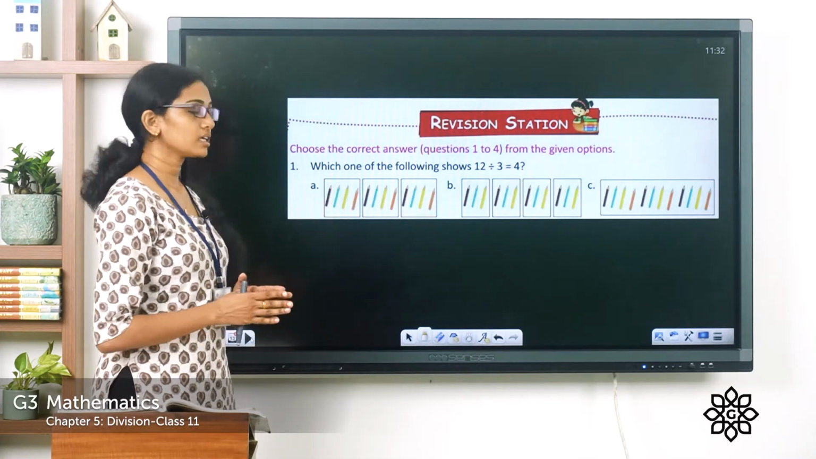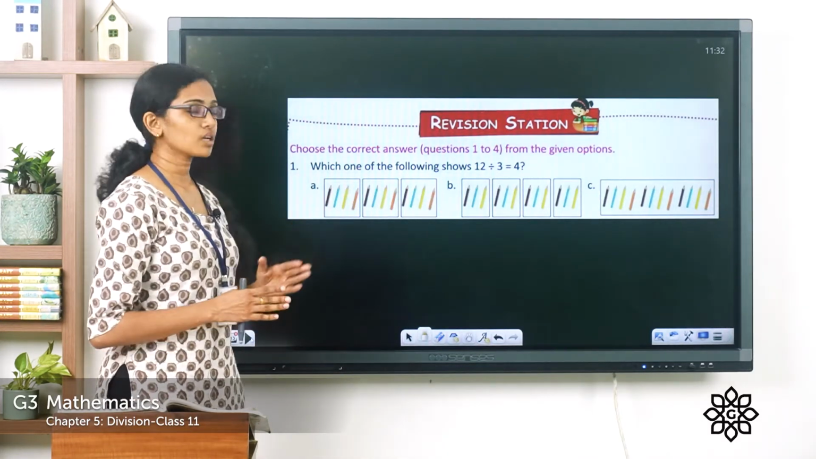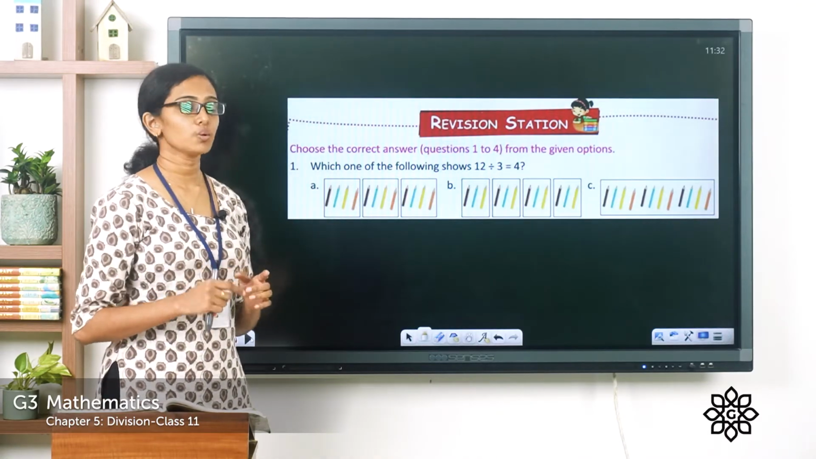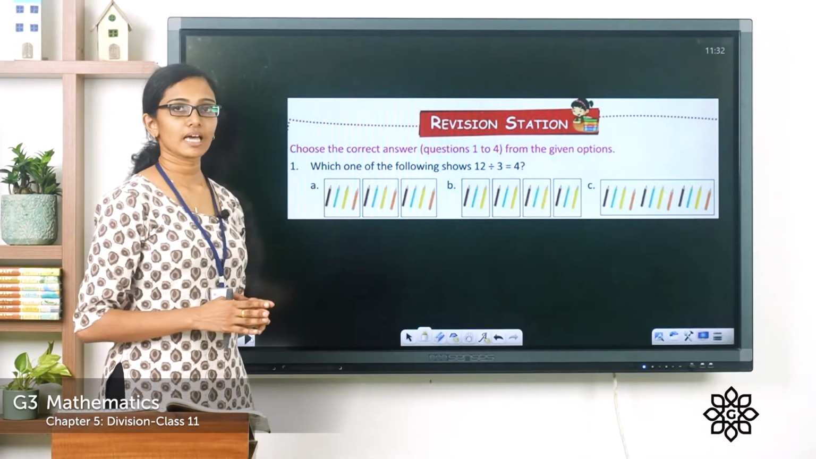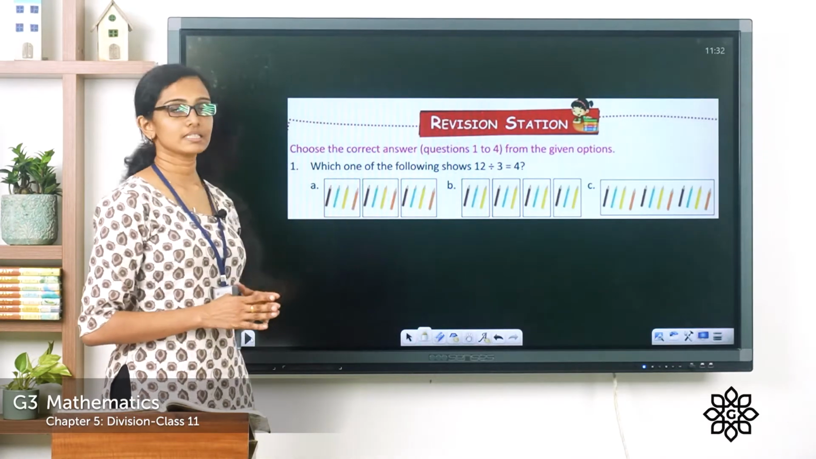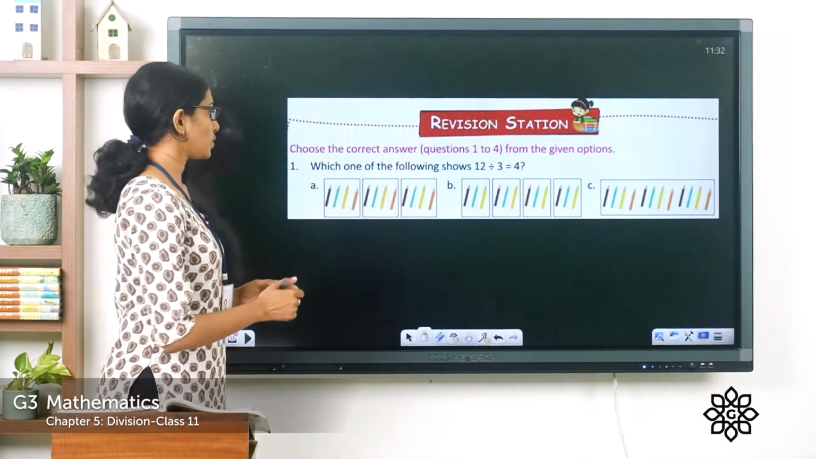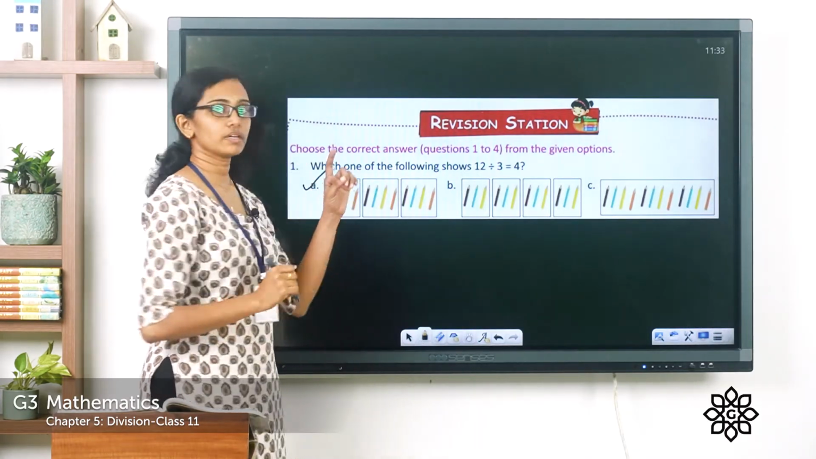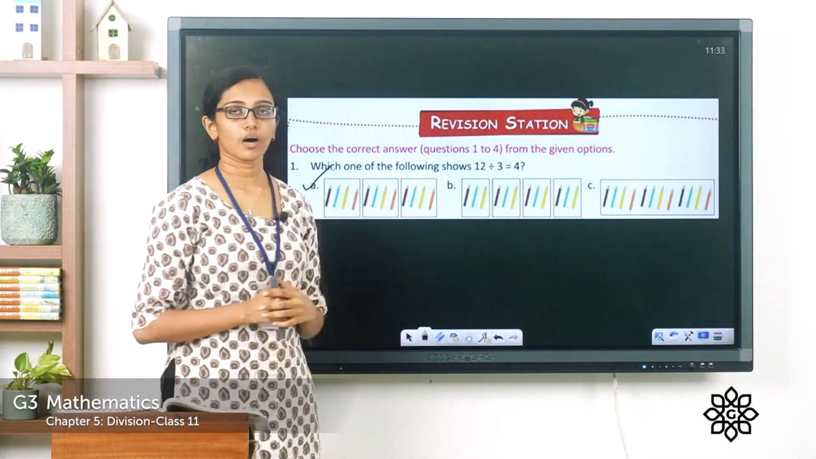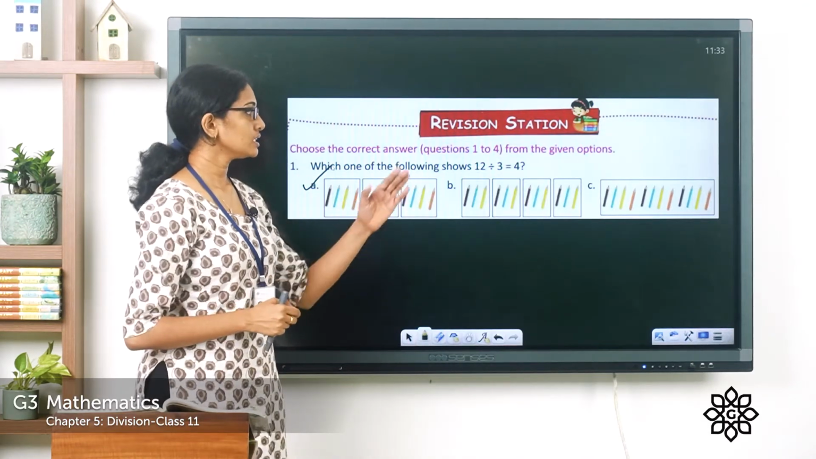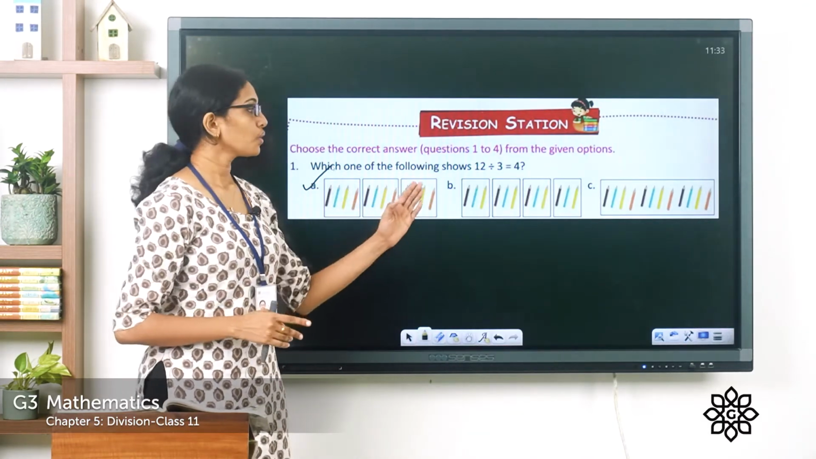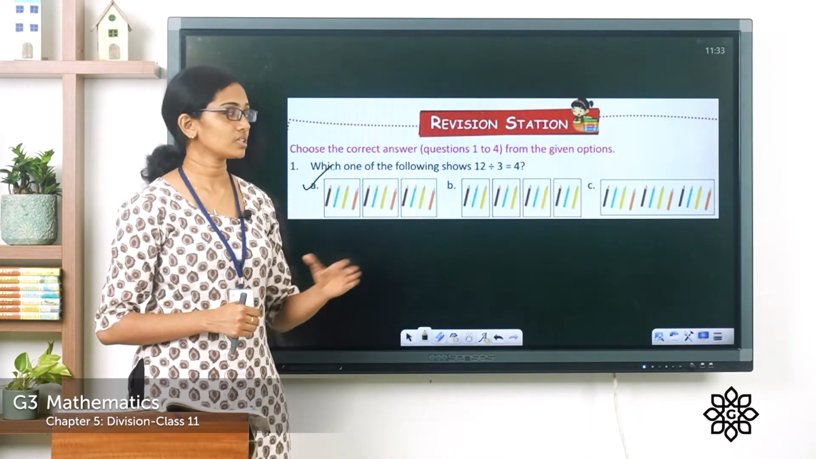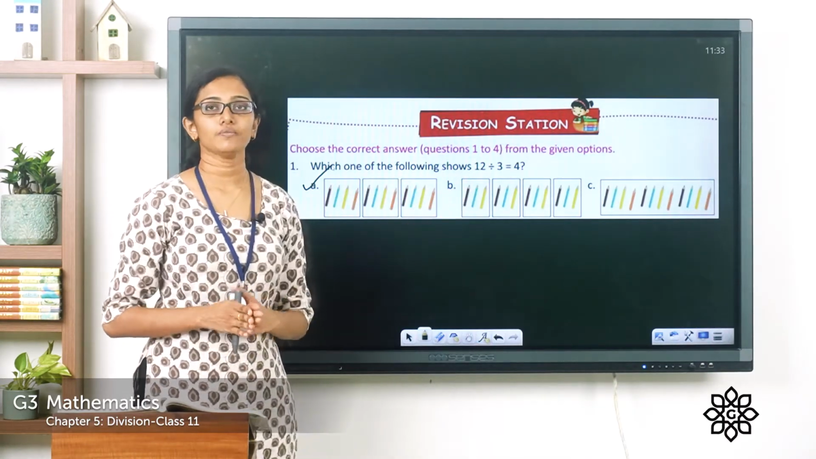The first one: here there are a total of 12 pencils and these 12 pencils are divided equally into 3 groups and each group has 4 pencils in it. So this option is the correct choice for the given question. What about the second option? B: here 12 is divided into 4 equal groups and each group has 3. So this is 12 divided by 4.